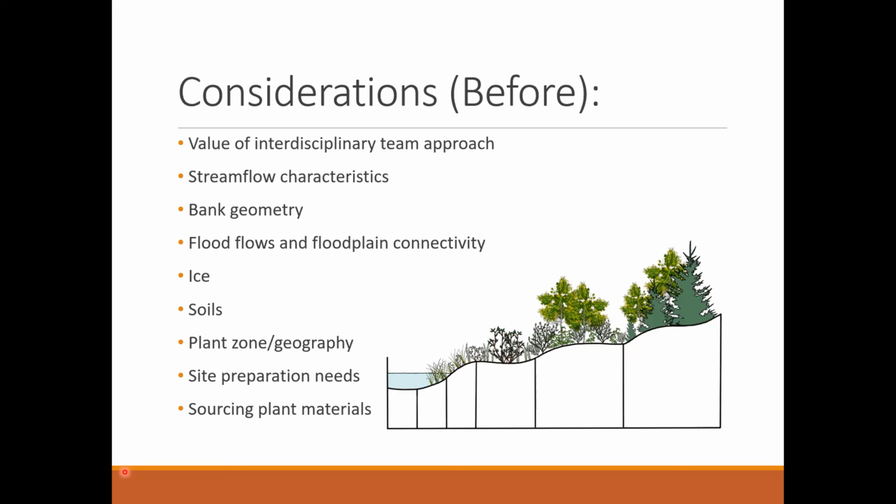And not just at a single point in time, but also consider your system and your site throughout all the seasons and over a period of time. This level of planning is necessary to help you select the technique or suite of techniques best suited to the project. Don't overlook the importance of soils, your plant hardiness zone, native vegetative material sourcing, and site prep needs. Next slide, please.